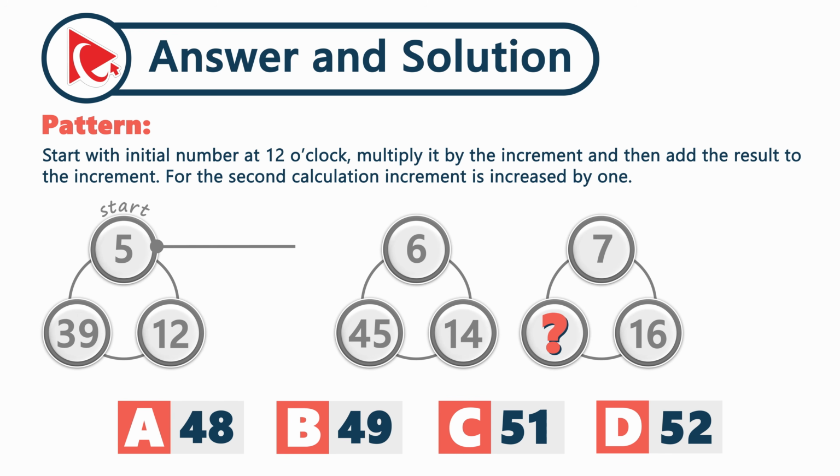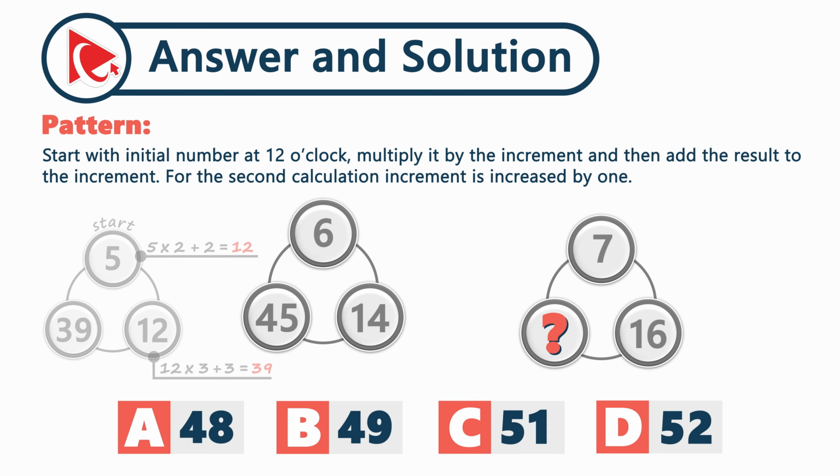To get from 5 to 12, you need to multiply 5 and 2 and then add 2, and the result is 12. Now, the next increment is 3. 12 multiplied by 3 plus 3 equals 39. Now, let's look at the second shape to confirm the pattern. 6 multiplied by 2 plus 2 equals 14.